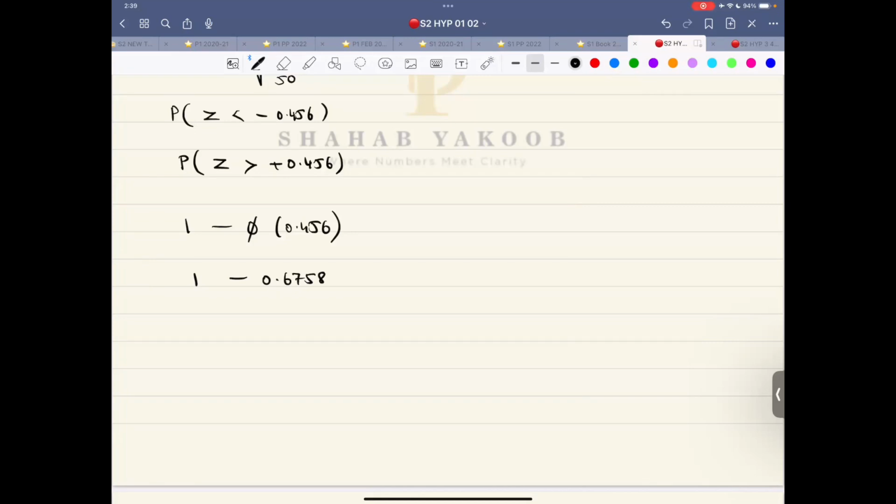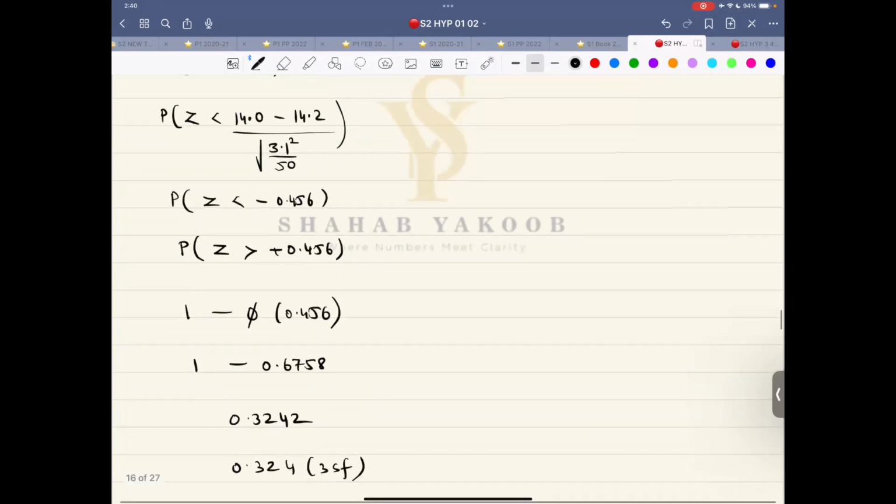So 1 minus 0.6758. This comes out to be 0.3242, 0.3242. And then round it off, 3 to 4, correct to 3 significant figures. So all these steps need to be shown.